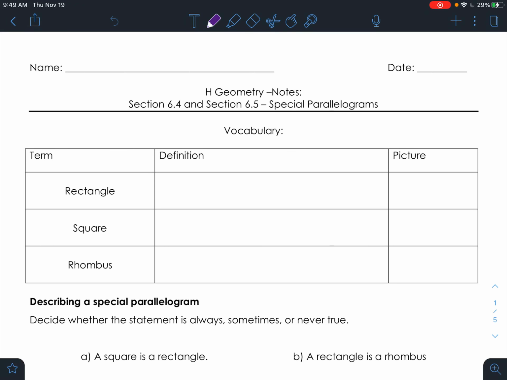All right, guys, so we are going to be going over section 6.4 and 6.5, and if you notice, this is titled special parallelograms, okay? So all of the figures that we're going to be talking about today are parallelograms, which means that they hold the same 7 properties that normal parallelograms have, okay? So the first special parallelogram that I have is a rectangle, all right? And we know the general idea of what a rectangle is.